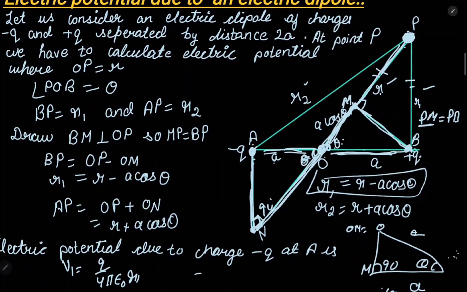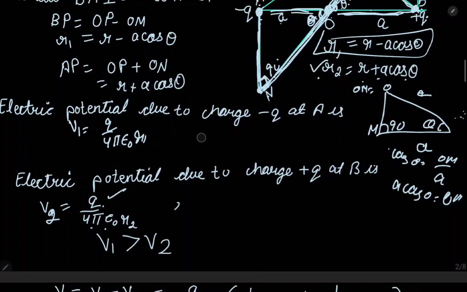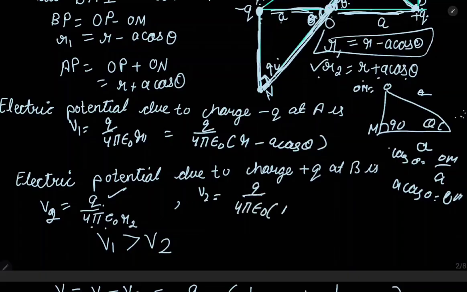Similarly, this is my A and this will become A cos theta. So I can write R2 is equal to OP plus ON. So R2 is equal to R plus A cos theta, right? So I'll substitute the value of R1 and R2 here. I will get V1 is equal to Q upon 4 pi epsilon naught into R minus A cos theta, right? And here I will write V2 is equal to Q upon 4 pi epsilon naught into R plus A cos theta.